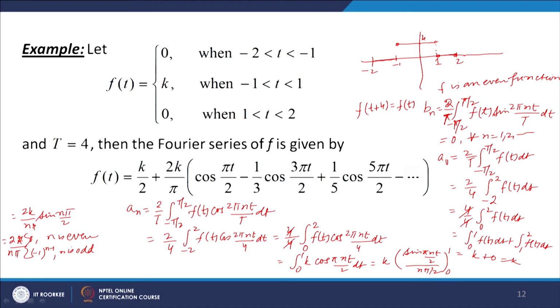So, what we get here: the Fourier series of f(t) is a naught by 2 plus the sum from n equal to 1 to infinity of an cos(2 pi n t by T) plus Bn sin(2 pi n t divided by T). Bn equal to 0, and a naught is equal to k. So, we get k by 2, and then you put the value of an from here, and you get this cosine series. Because f is an even function, the Fourier series of f is even.